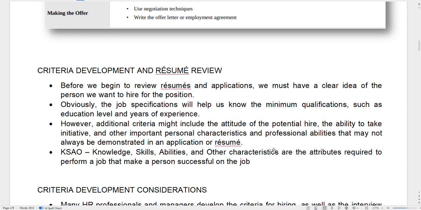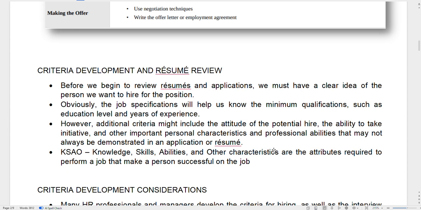Now, in criteria development and review, resume review, before we begin, resumes and applications must have a clear idea of a person we want to hire for the position. Dapat malinaw na yun. Since the job or the position already has the qualification, you have to bear in mind na dapat ito hanapin mo. Huwag kang masyadong malito or baka masyado kang ma-excite dun sa laman ng resume. Baka mamaya, the applicant is too good for the position. Okay, masyado namang mataas ang kanyang qualifications para doon sa position. Okay, so titignan natin yan.